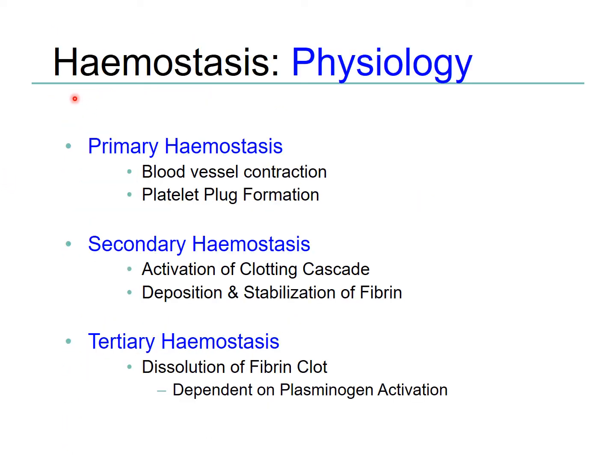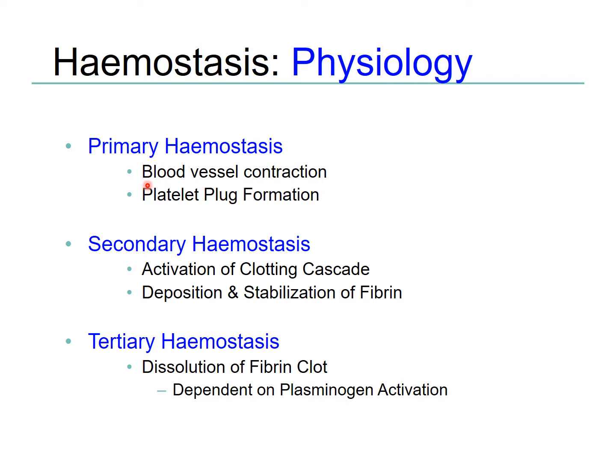You would know from your physiology knowledge that hemostasis is the arrest of bleeding and is classically described in three stages: primary, secondary, and tertiary hemostasis. Primary hemostasis is initiated immediately following blood vessel injury and involves two mechanisms. First is the blood vessel contraction, particularly the arterial vessels. They contract to limit the loss of blood.